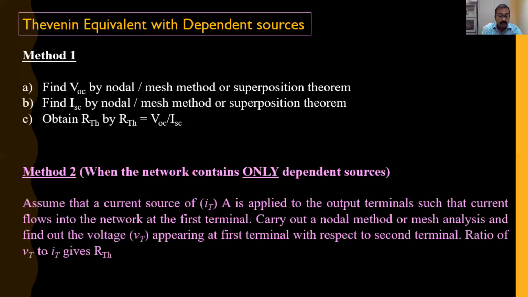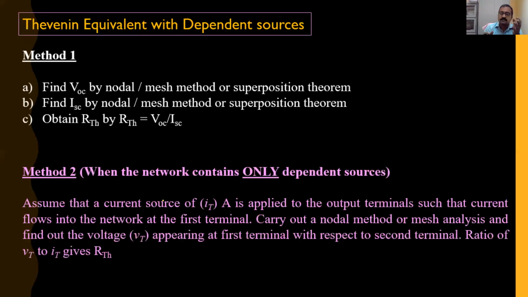Then suppose the network contains only dependent sources. There are no independent sources also. In that case, you cannot find VTH. What is Thevenin's theorem? A linear bilateral active network containing independent sources, that's the meaning, can be replaced by a single voltage source in series with a Thevenin impedance. When the original network does not contain any independent source, then there will be no VTH. VTH does not exist.